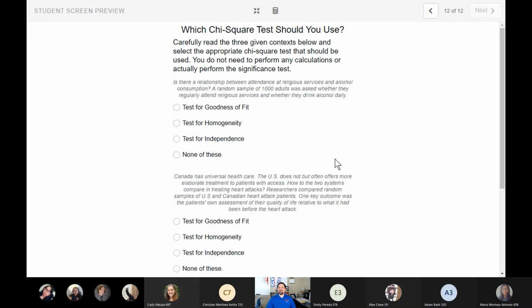Alrighty, so let's go through these real quick. For the first situation here, this ends up being a test for independence. If we look at the last statement within that context, we have a single random sample of 1,000 adults, and they're asked whether they regularly attend religious services, one variable, and whether they drink alcohol daily, a second variable. So we're going to collect all our data and then categorize the adults in our sample using the 2 variables.